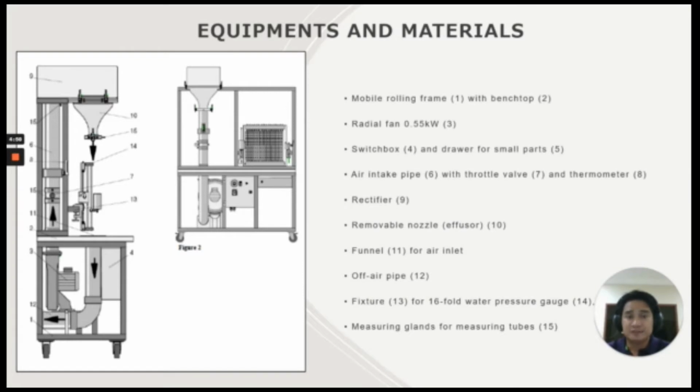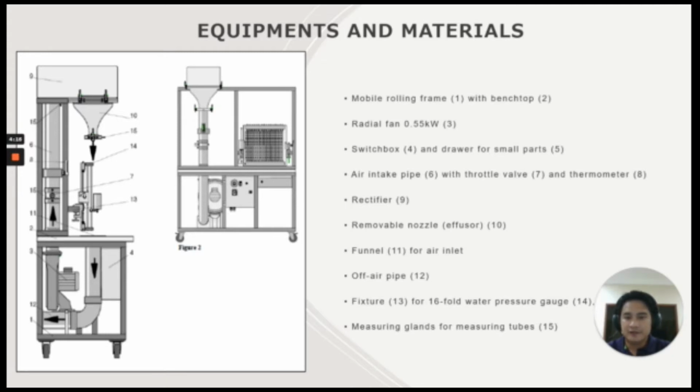For the equipment and material for the experiment, first we need mobile rolling frame at number 1 with bench top at number 2. Then radial fan 0.55 kilowatt at number 3. Switch box at number 4 and drawer for small parts at number 5. So for air intake pipe at number 6 with throttle valve at number 7 and thermometer at number 8. So for number 9, rectifier, and number 10, removable nozzle.